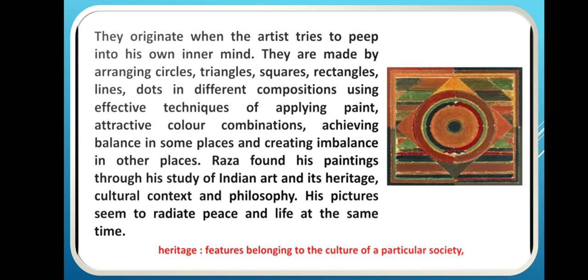Raza found his painting through his study of Indian art and its heritage. So what is the meaning of heritage? Heritage means features belonging to the culture of a particular society. So Raza found his painting through the study of Indian art and its heritage, right? So, cultural context and philosophy. His pictures seem to radiate peace and life at the same time. So the kind of reflection that his pictures gave was peace and life.